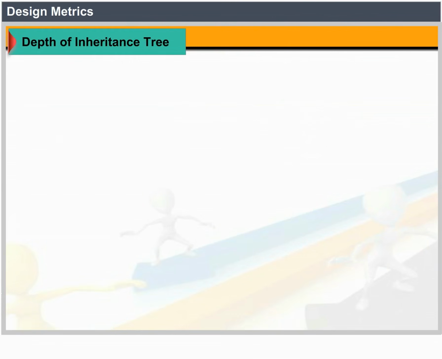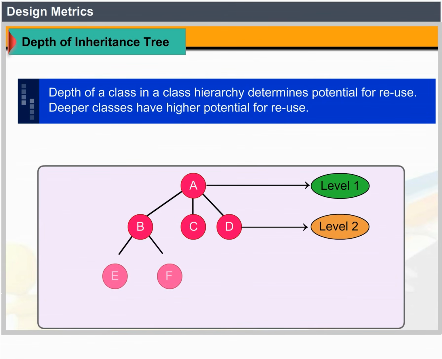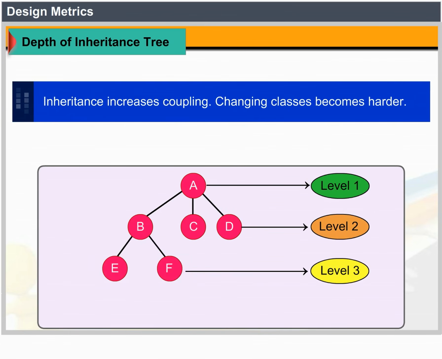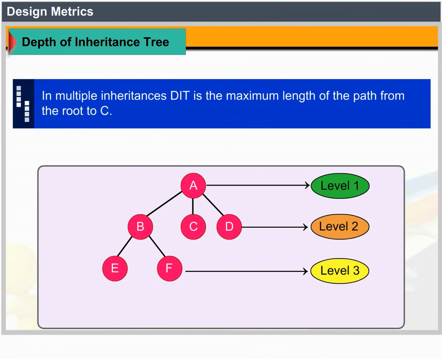Depth of inheritance tree. The depth of a class in a class hierarchy determines potential for reuse. Deeper classes have higher potential for reuse. Inheritance increases coupling. Changing classes becomes harder. Depth of inheritance, DIT, of class C is the length of the shortest path from the root of the inheritance tree to C. In multiple inheritance, DIT is the maximum length of the path from the root to C.